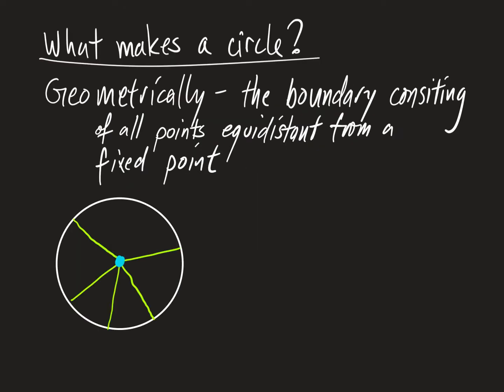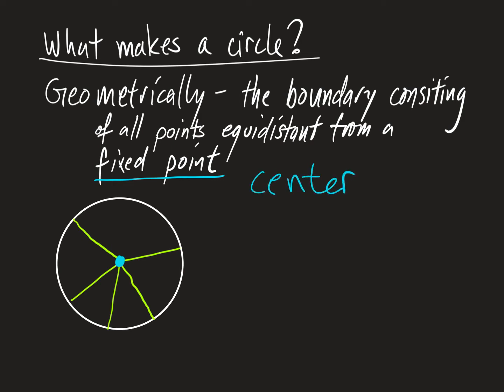What makes a circle? So geometrically speaking, a circle is the boundary consisting of all points equidistant from a fixed point. And thankfully, in geometry and in algebra, we use the same vocabulary. So the fixed point that we're talking about here is the center of the circle.